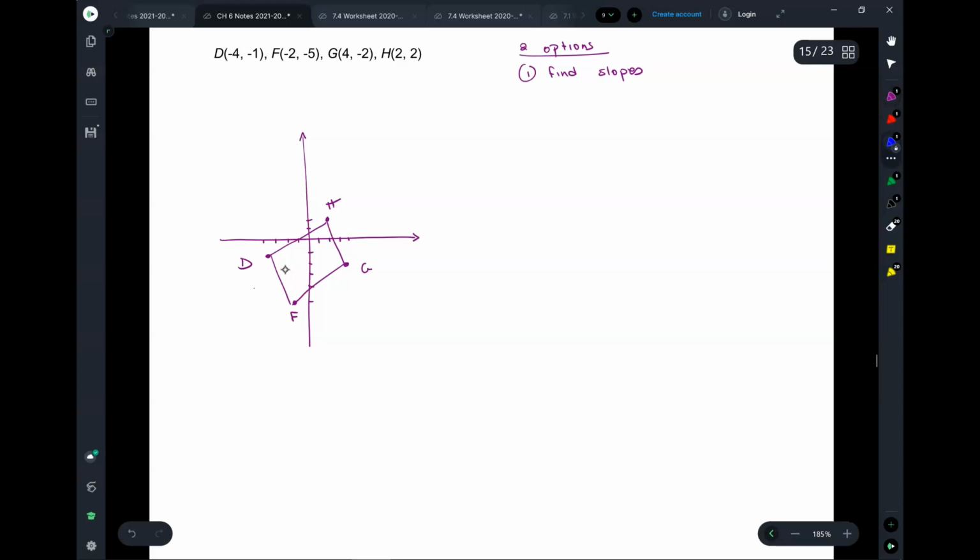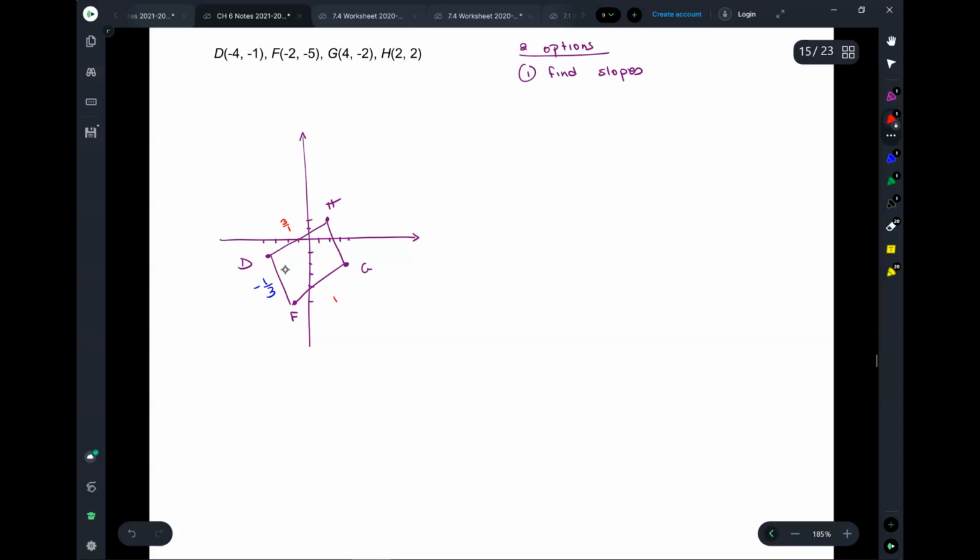So for example, if this has a slope of -1/3, this has to have a slope of -1/3. But these two have to have the same slope here, and they have to be the negative reciprocal. So it has to be +3/1, +3/1. That's one way, okay? Another way is the following.